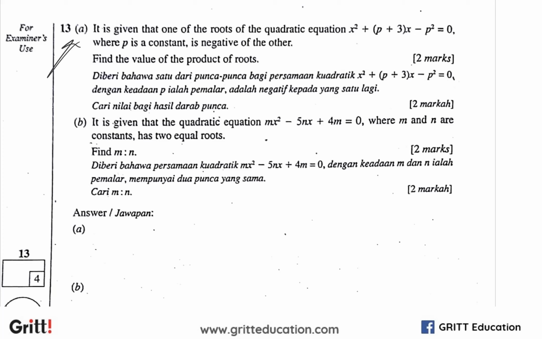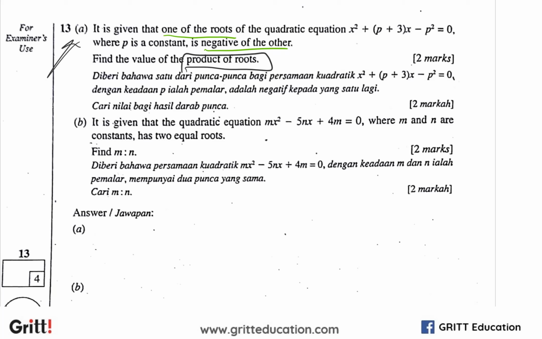It is given that one of the roots of the quadratic equation x squared plus (p plus 3)x minus p squared equals 0, where p is a constant, is the negative of the other. Find the value of the product of the roots. So this is what we're looking for, product of roots. However, there is a very important clue here, which is that one of the roots of the quadratic equation is the negative of the other.